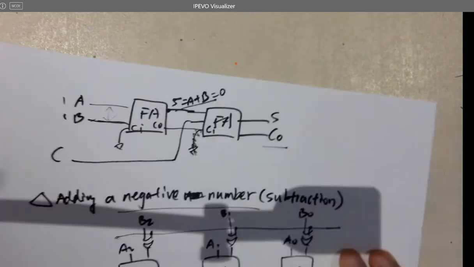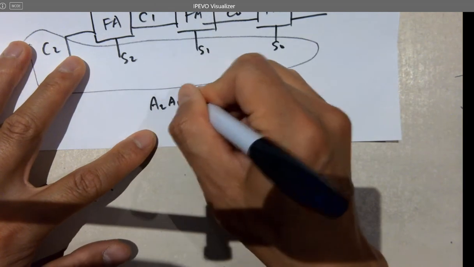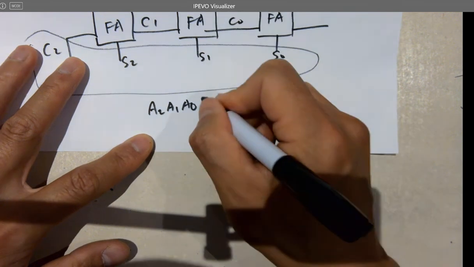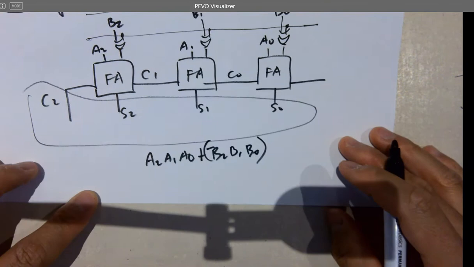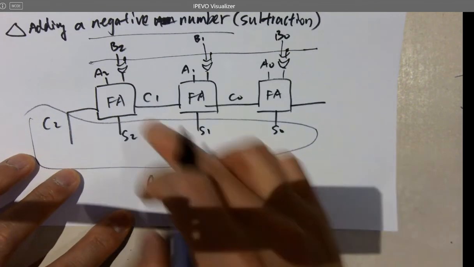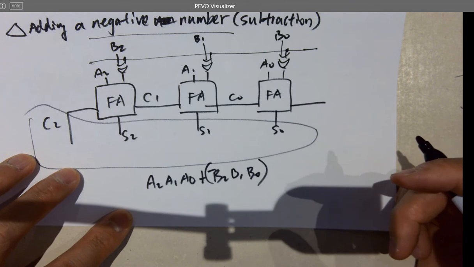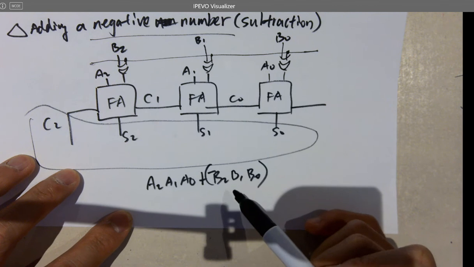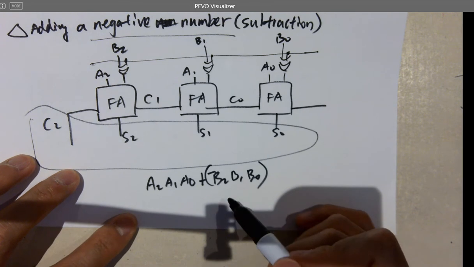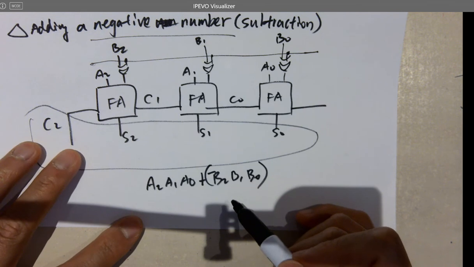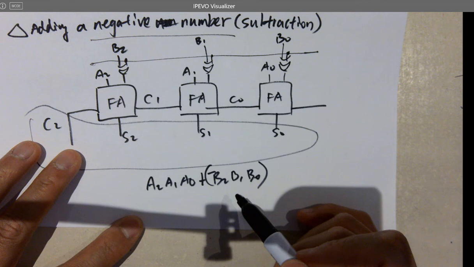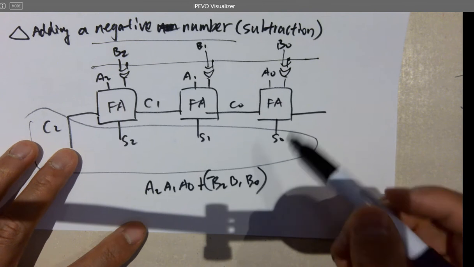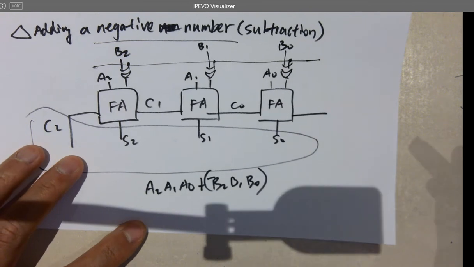But when we are having A2, A1, A0 minus B2, B1, B0, it has to be a plus negative, right? Because the adder can only do addition but not subtraction. So I have to convert B2, B1, B0 into its negative format. I have to negate it. How to do it? 2's complement. So we need to flip every bit in the B's and add a 1 to it. That's defined by the algorithm, right? That's how you do 2's complement.